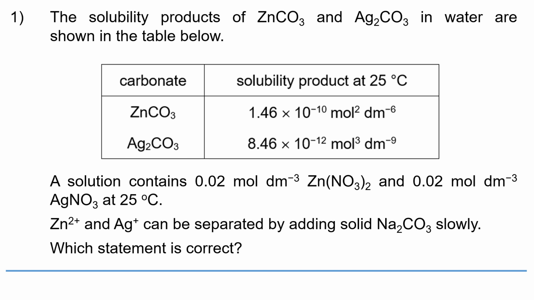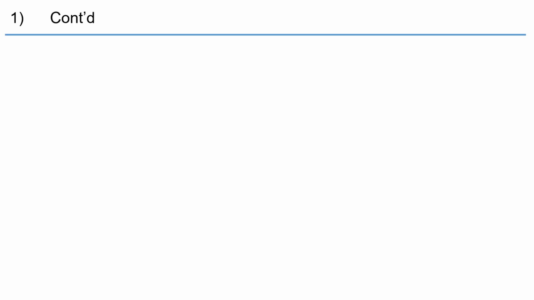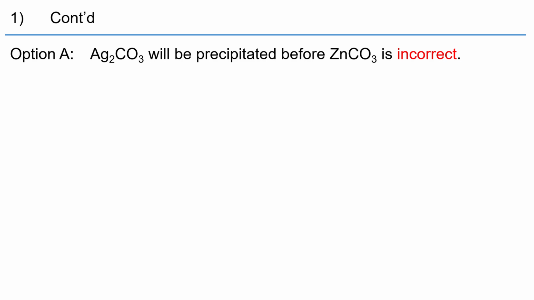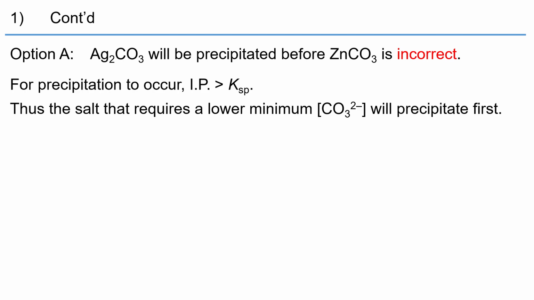Now, based on the four statements given, the first one, option A, is incorrect. Your silver carbonate will precipitate before your zinc carbonate. This is incorrect. Now, how do we know that this is incorrect? We can actually do some calculations to verify this.